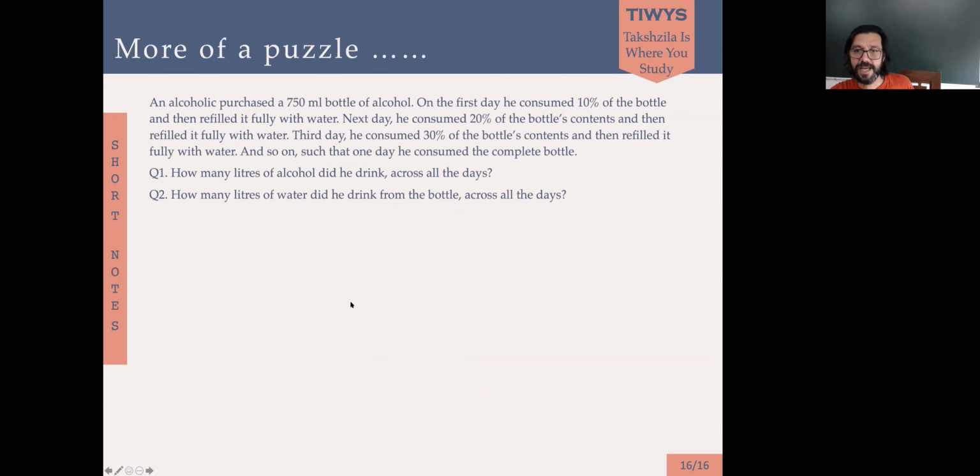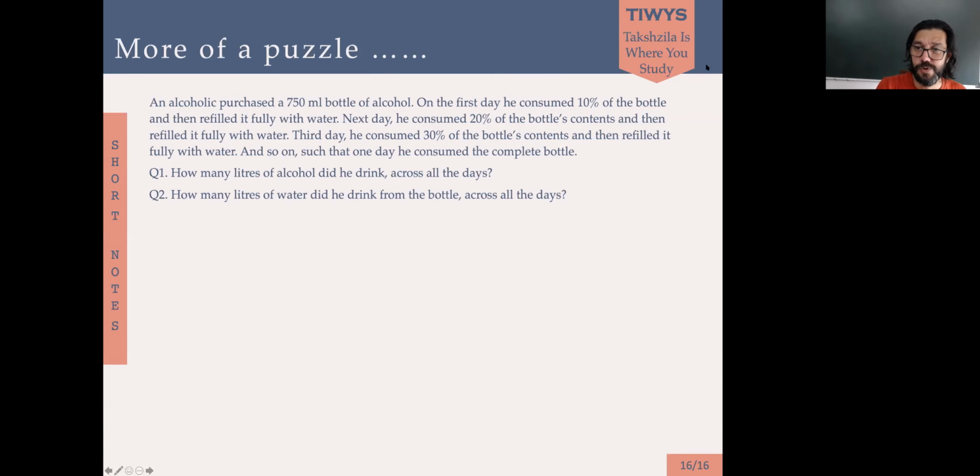Yeah, this is a tricky question. It is like an exam question. Okay, it's on the lines of a puzzle, but it's an exam question, students. An alcoholic purchased a 750 ml bottle. He consumed 10% of the bottle, refilled it with water. The next day, he consumed 20% of the bottle, refilled it with water. Third day, 30% of the bottle, refilled with water.